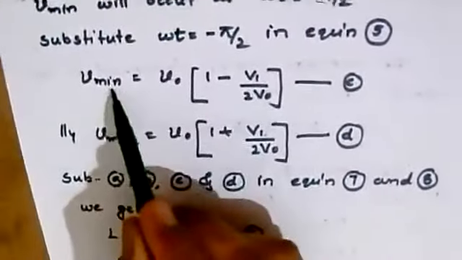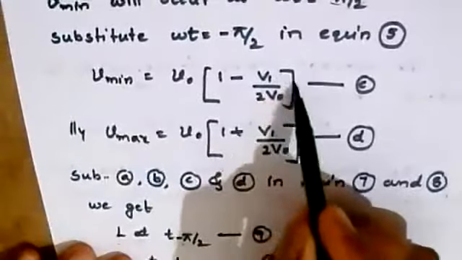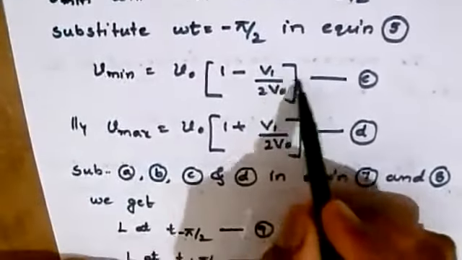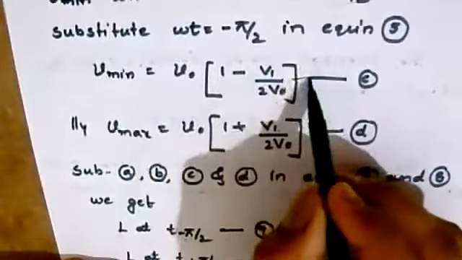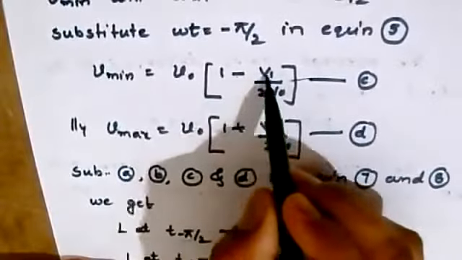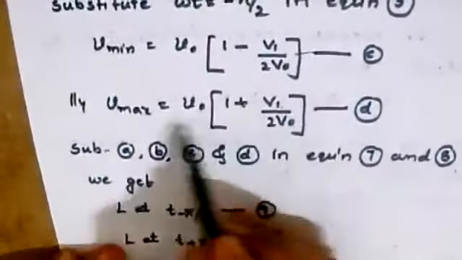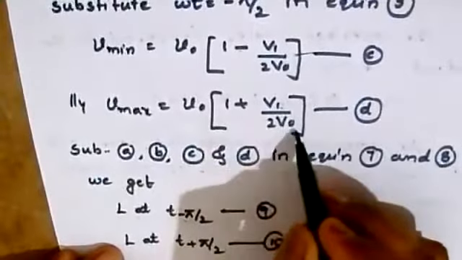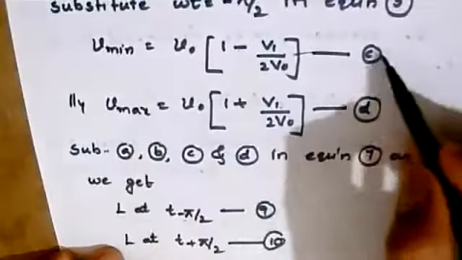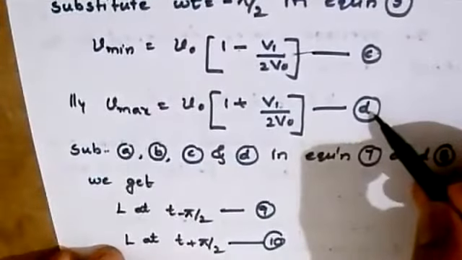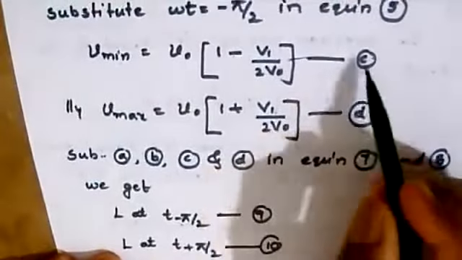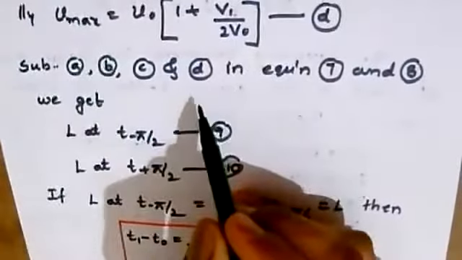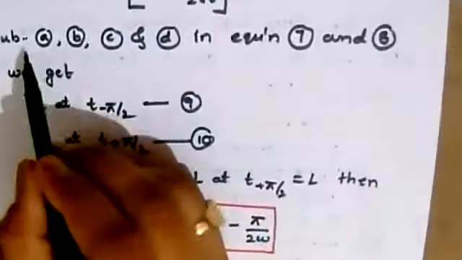Once for V minimum we substitute omega t equal to minus pi by 2, sin 90 is equal to 1, so we get minus V1 by 2 V naught. For V maximum, minus into minus becomes plus, so we get V1 by 2 V naught. So this is nothing but equations C and D. Once we have got A, B and C, D, we have some little bit derivation here, which we'll do in 2 minutes.